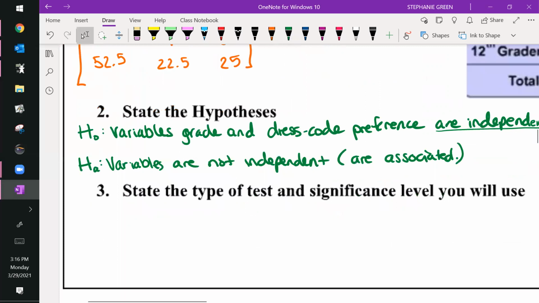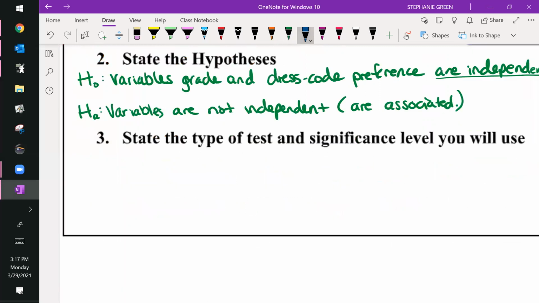All right, so let's state the type of test we're going to do and the significance level. So I would say we will perform a chi-square test, not chi-square GOF test. This time it's just called a chi-square test for independence.